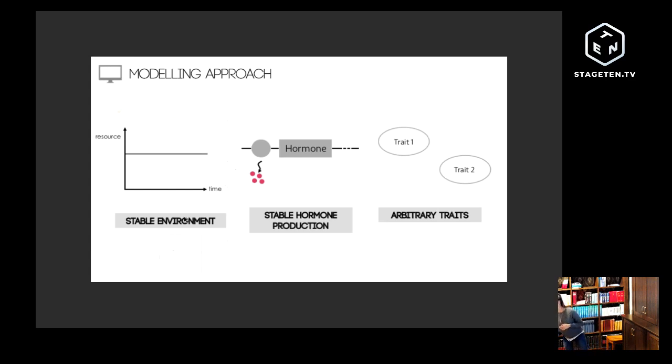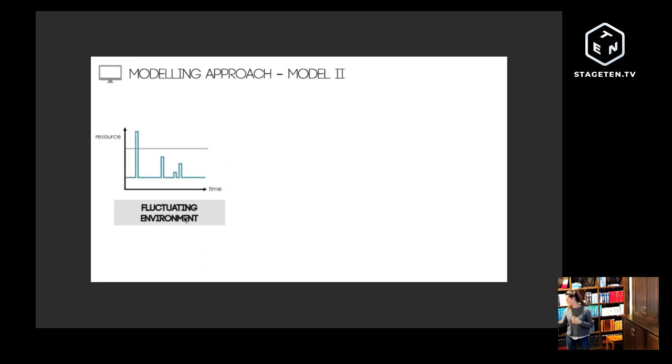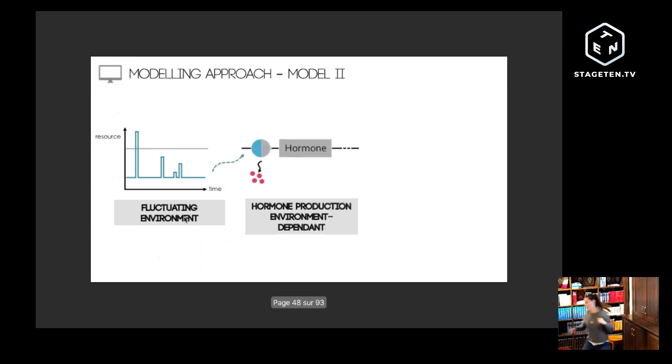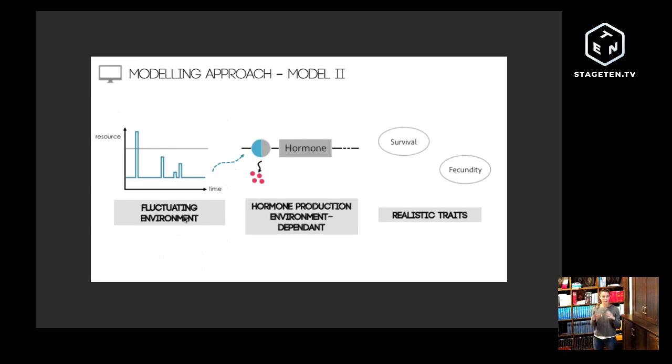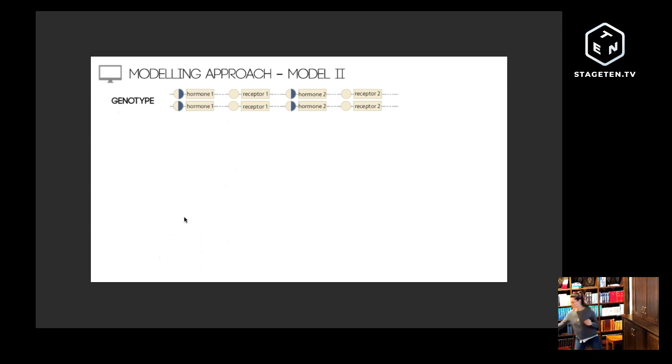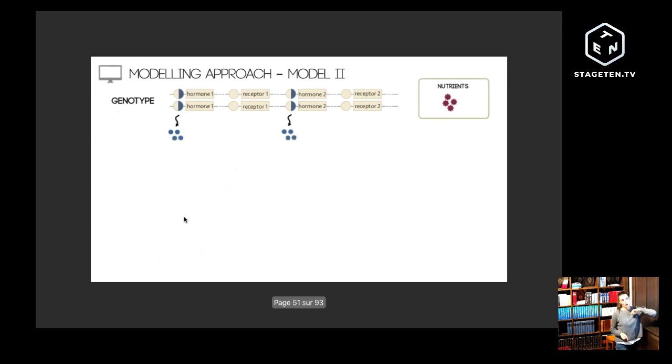In the second model that I will present, the resource availability will fluctuate in time. The hormone production will be environment dependent, and we study the survival and fecundity rates. The model has the same architecture as the previous one, with just a few modifications. As you can see here, a part of the regulatory sequence depends on the nutrients available in the environment. Hence, individuals can modulate their hormone production depending on the amount of energy they can ingest.